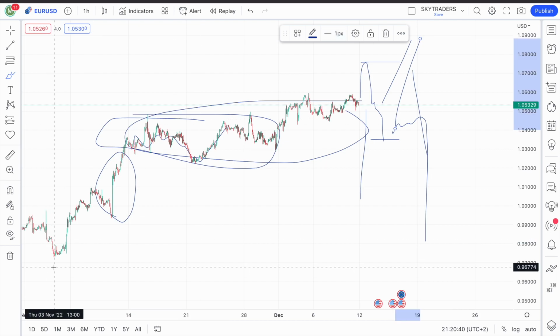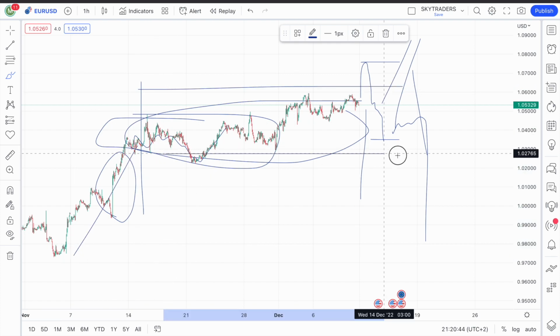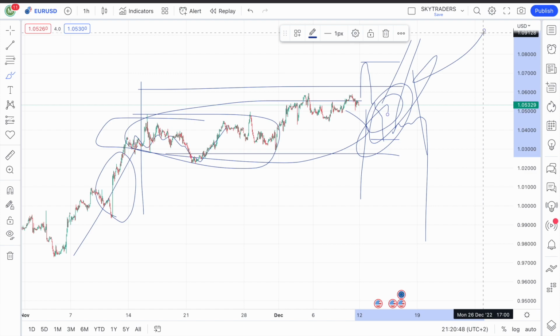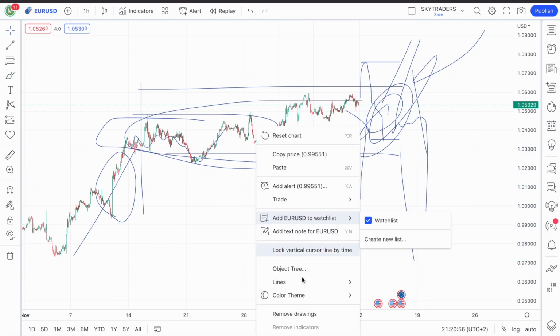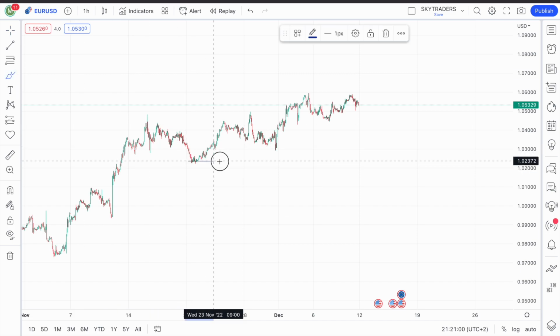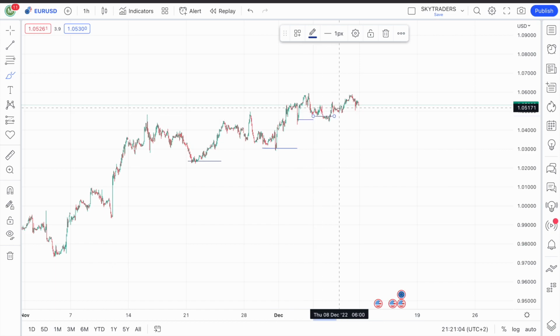So if we divide this area, expansion, consolidation, we're waiting for one more expansion, either to the upside or the downside, right? And look into the waves. Wave 1, wave 2, wave 3, wave 4, and now we're waiting for one more wave to happen, either to the upside or the downside.